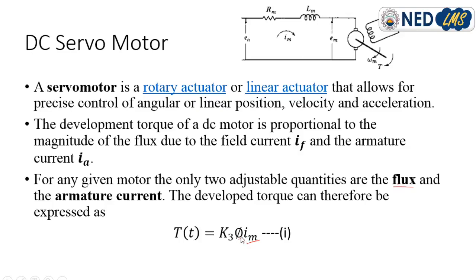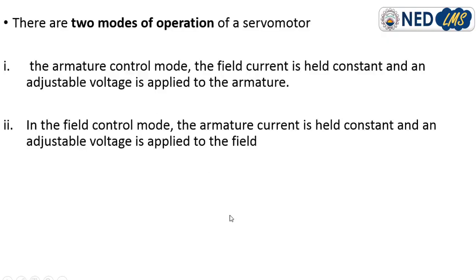So we can write that this output torque can be adjusted with the help of two parameters. One is flux, that is due to the field current, and the second is the armature current IA, or you can write IM. This is basically the proportional constant. This term is directly proportional to the flux, and this IM, this is equal to, and we use a proportional constant here. Secondly, there are two modes of operation.